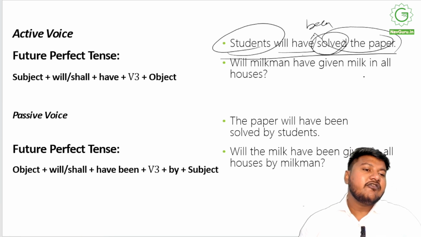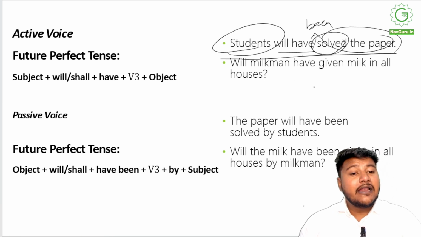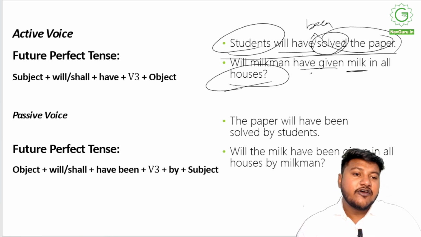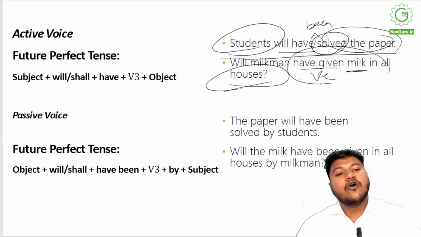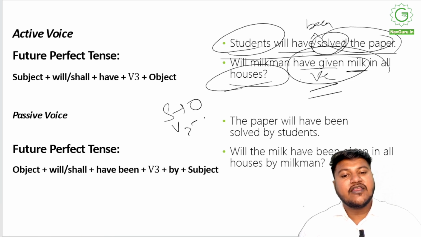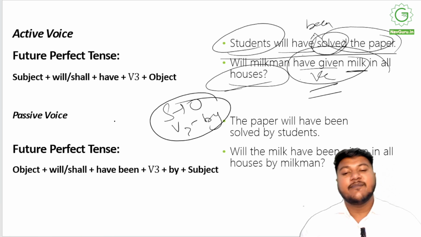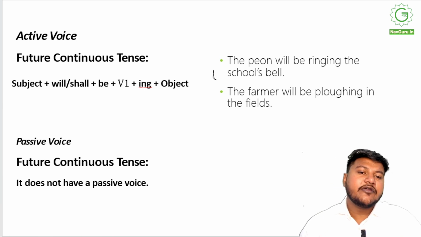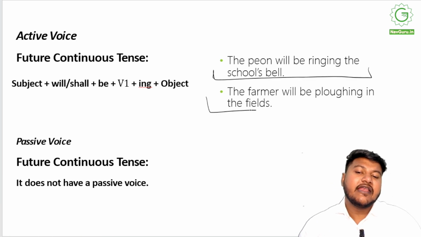Will the milkman have given milk in all houses? Will the milk have been given in all houses by the milkman? Houses is not the object. The object is milk. The verb is giving it. Right? So always remember what the verb is, what the object is. But yeah, it will remain the same. Subject turns to object. Use V3. Add by before the subject. As simple as that.